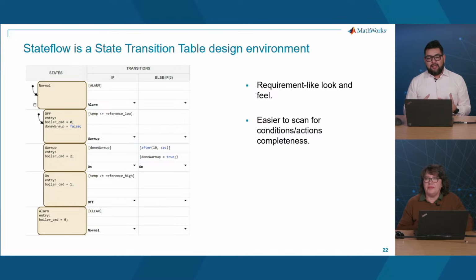So some people just find it easier to look at their state machines in the form of a table for two reasons. First, it looks more requirement-like. It has this requirement look and feel. So if you're working with requirements a lot, it's probably easier to translate into a state transition table. And second, it's easier to scan for conditions and actions completeness. You will notice here, we have all of our conditions and actions listed in this table format, so it's easier to see if you are missing something.